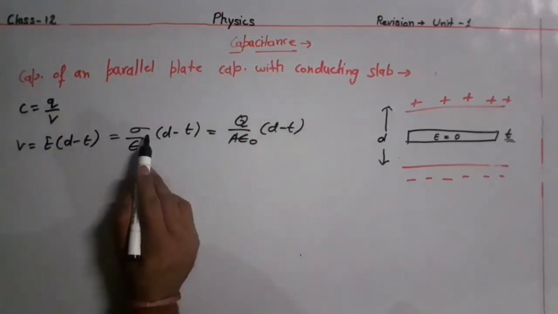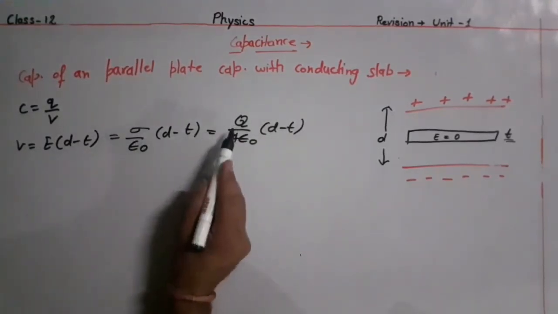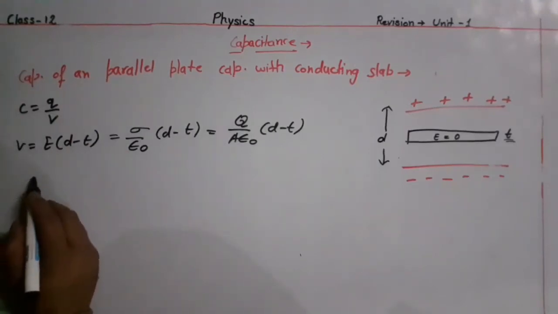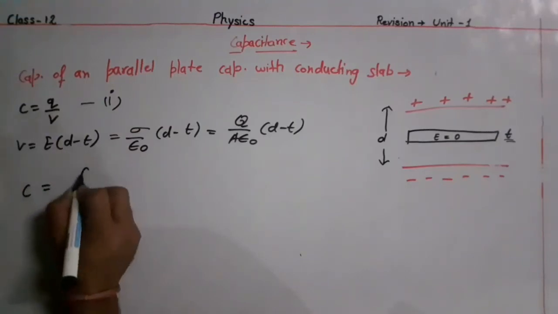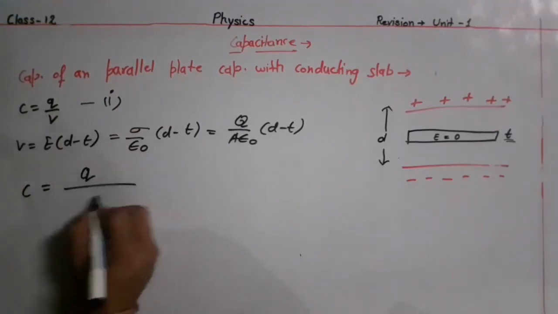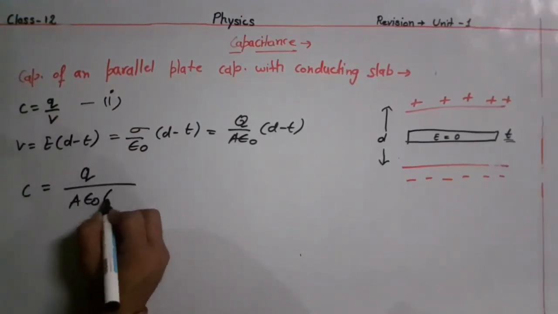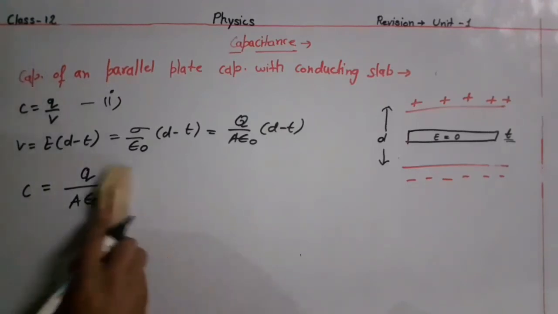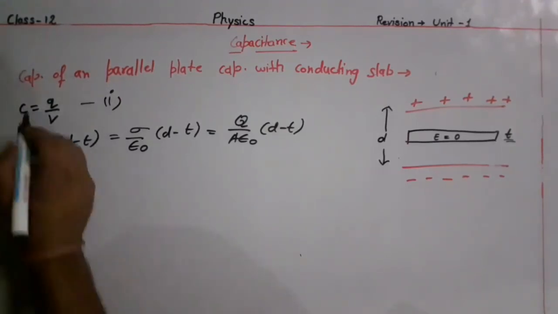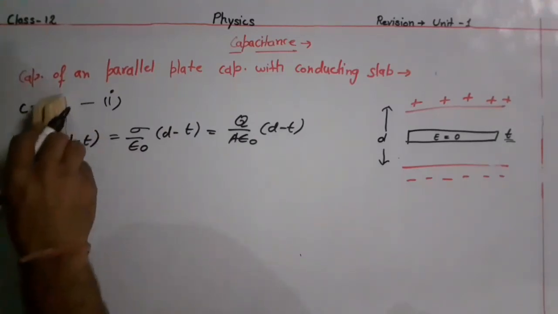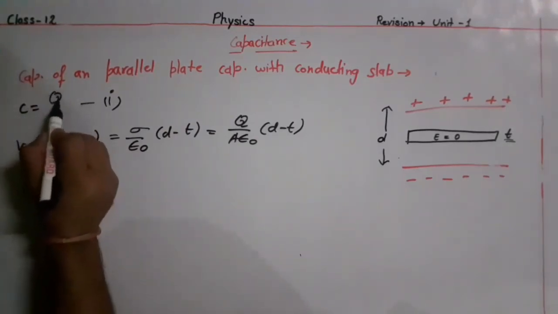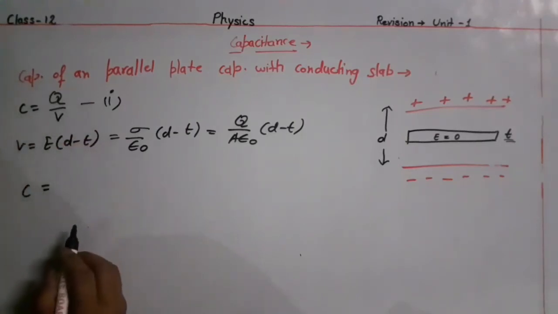Okay, I have converted this surface charge density in the form of charge. Put this value in equation number 1. So C is equal to Q divided by A epsilon naught into, one second beta, take this small q as capital Q, okay, because charge is same. C is equal to Q by V.